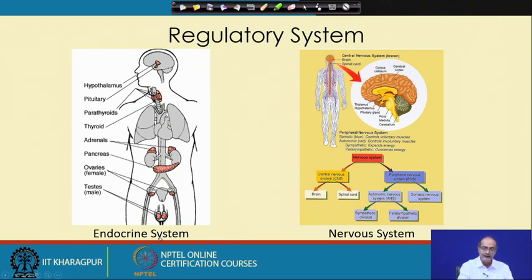There is another kind of system, that is the endocrine system. It is made of different kinds of glands, and their action is a bit peculiar, though they are not directly giving command and control kind of thing.